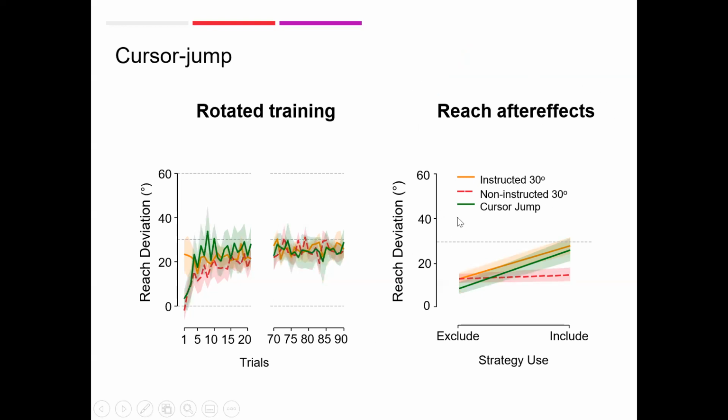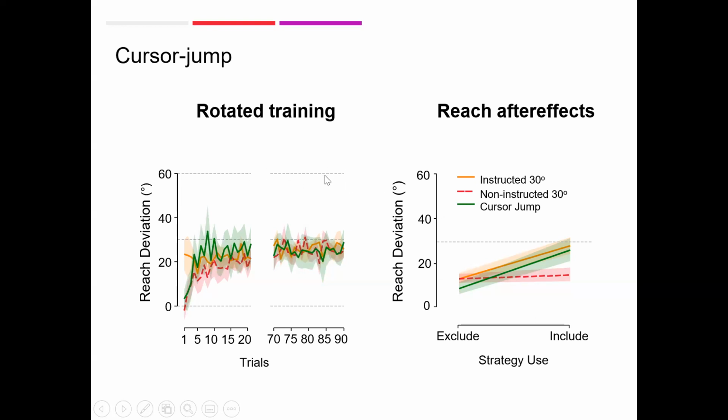And nonetheless, they still have this persistent reach aftereffect, even when told not to bother, assume just move your hand straight to the target. And of course, when they're asked to move as if they were compensating for the cursor jump, they're able to include this strategy. Okay, so in our next two groups, they adapted to this larger rotation, one that was 60 degrees.